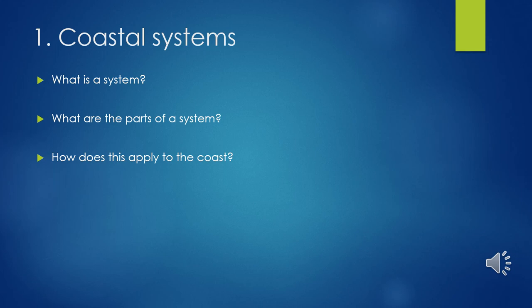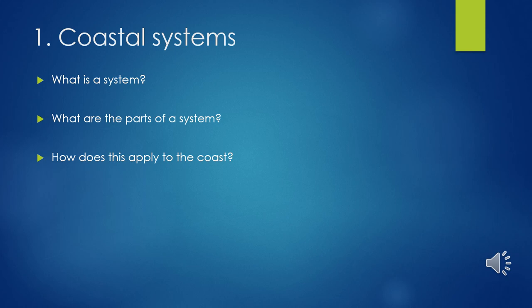Okay, so firstly, what is a system? This is a bit of a recap from the water and carbon cycles unit. A system is something which has a series of inputs, outputs, transfers, and attributes. It might have a boundary, and everything within that interacts to form different features. In the coasts, it interacts to form the different landscapes and landforms that we see and that you will know and love.